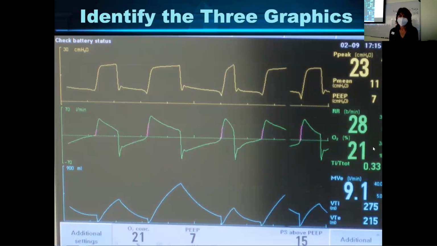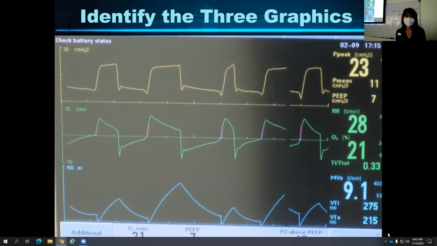No, it's because there's a leak in the circuit. Maybe there's a leak around the endotube cuff. Once PEEP goes in and fills up the lungs, that air stays in there, and you don't notice it on your graphics. So it's not air trapping. It could be air trapping, yes. So it could be volume loss, it could be air trapping, you're correct.